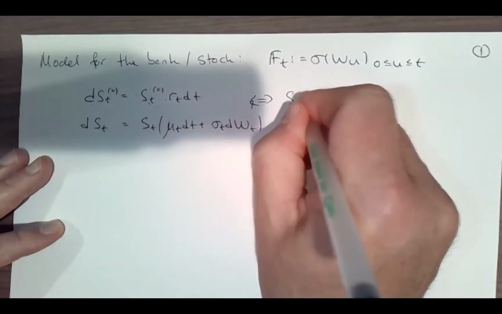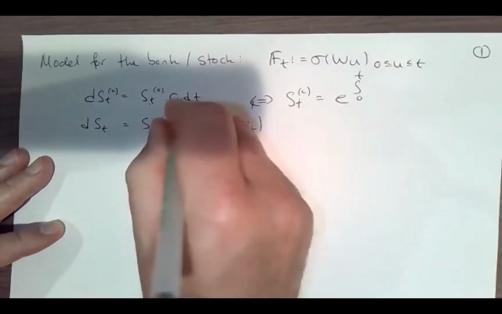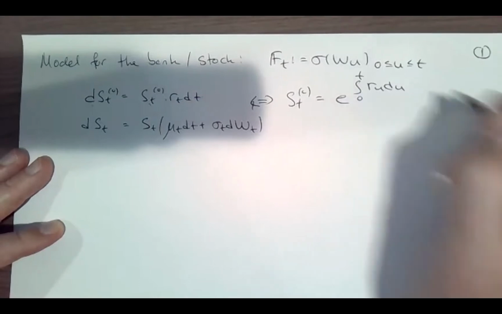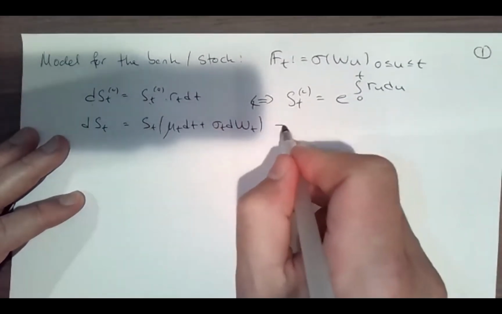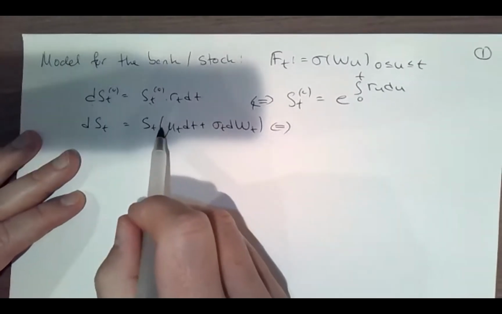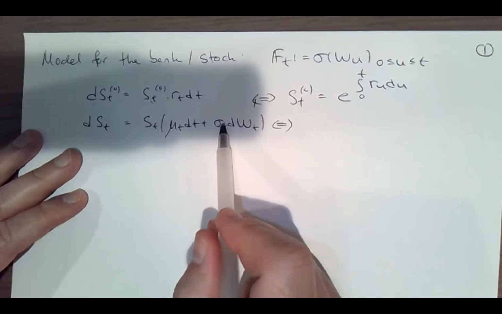So this is a smooth solution. This is an exponential of an integral from 0 to t of r(u) du. This one here, we've had that one before. This is more complicated because this is not smooth. There's a Brownian motion here.